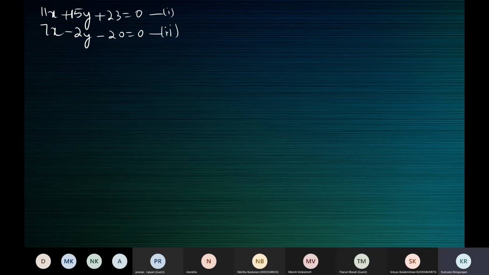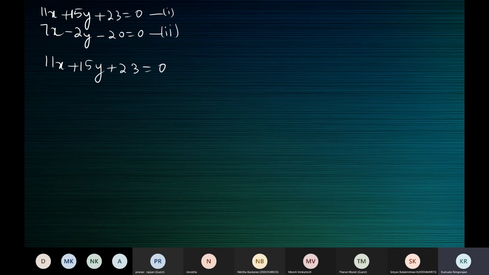Now, children, tell me, which equation do you want to take? You want to take 2 or 1? 1, ma'am. Okay. You want to take equation 1. Let's take equation 1. 11x plus 15y plus 23 is equal to 0. Okay. So this is equation 1.